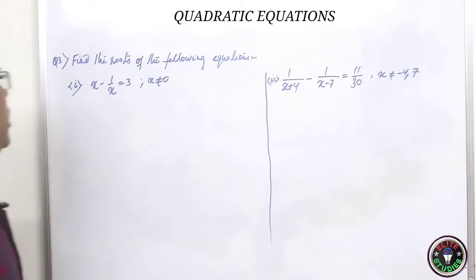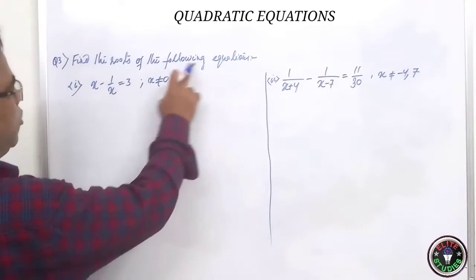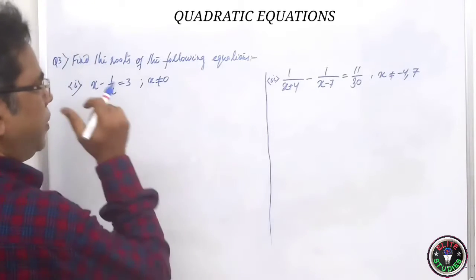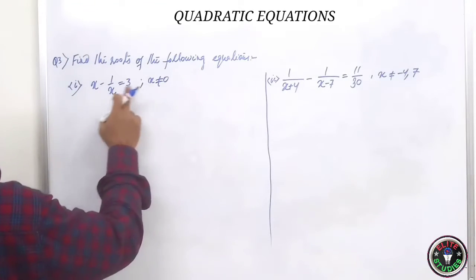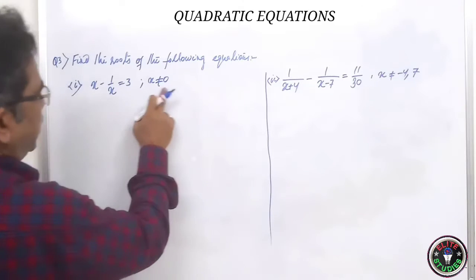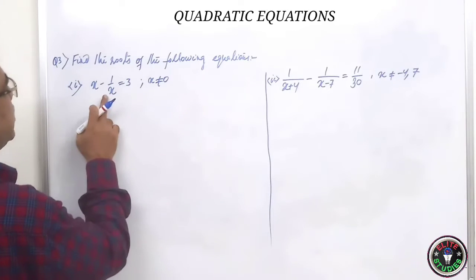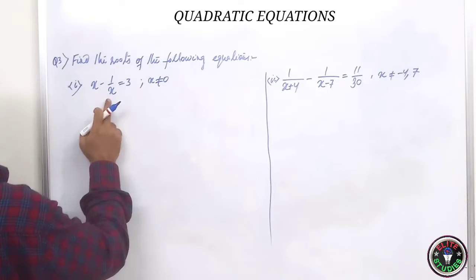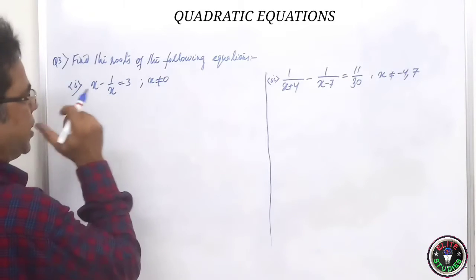Now let us do the third question. You have to find the roots of the following equations by any method you like. So x minus 1 by x is also given, x not equal to 0. What is the significance of x not equal to 0? Significance is because x is in the denominator and division by 0 is meaningless, so therefore it is given x is not equal to 0.